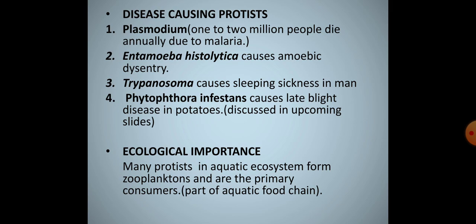Ecological importance shows that many protists in aquatic ecosystem form zooplanktons. Zooplanktons and phytoplanktons too, because phytoplanktons include algae and other photosynthetic organisms, and the zooplanktons include those floating organisms which are microscopic and they are animal-like. So these protists are the primary consumers which form zooplanktons. They feed on phytoplanktons which are the producers. So zooplanktons are very important part of food chain.